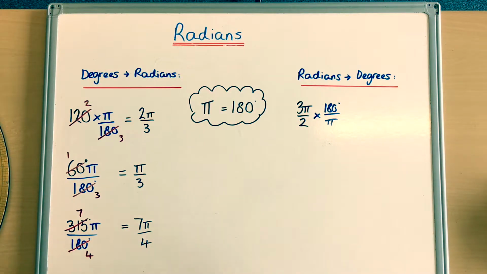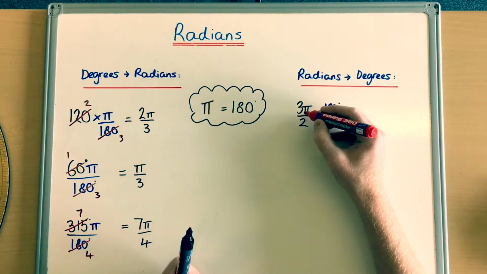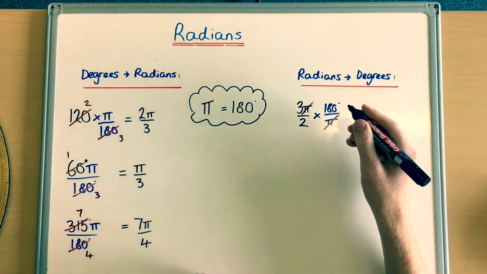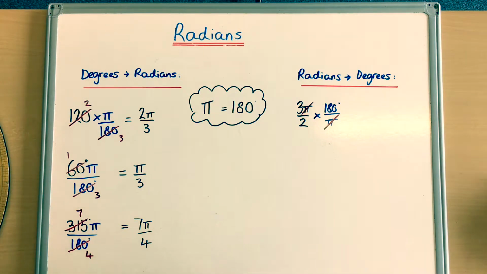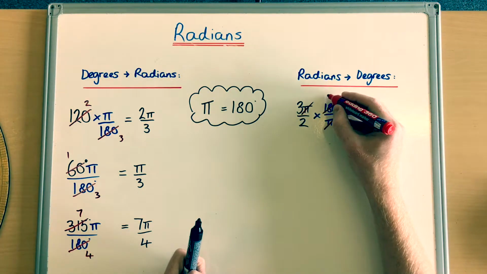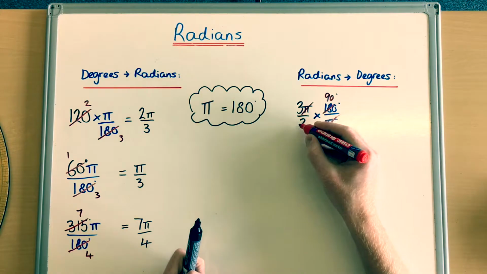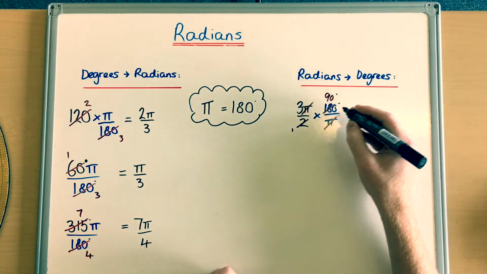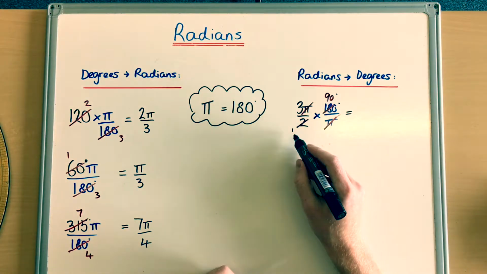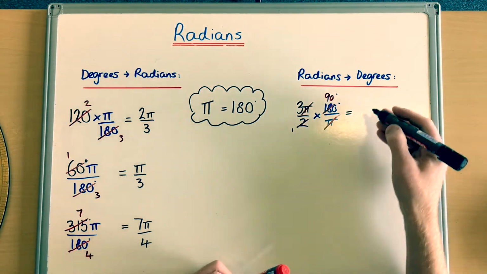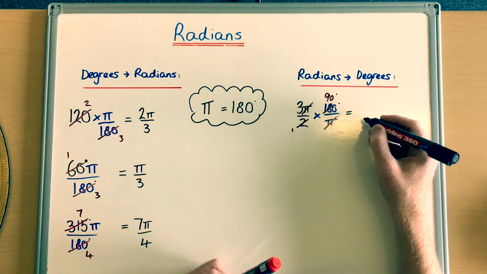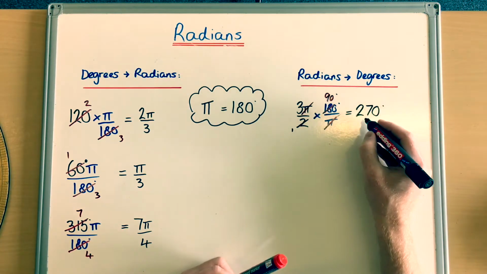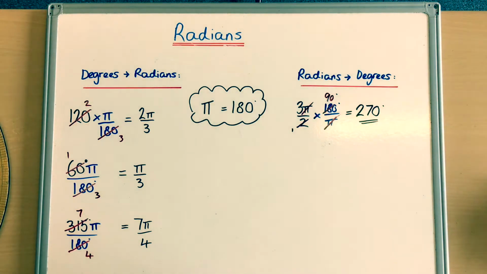So the very first thing that happens here is these pi's will cancel. They're gone. Now, we can do some cross-cancelling here actually, so I'll divide this by 2, and I'll divide this by 2, and we're left with 3 times 90 is 270 degrees, and underneath we just get 1 times 1, which is 1, so we don't even need to write this as a fraction. That's just going to be 270 degrees. Okay, let's try a couple more.